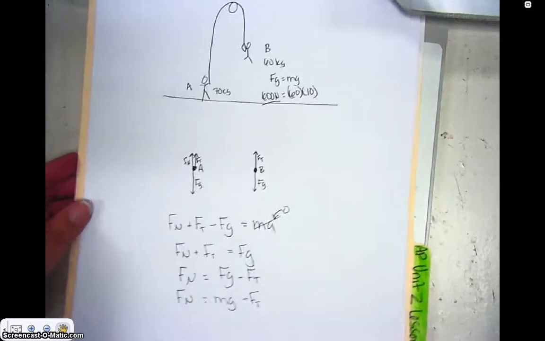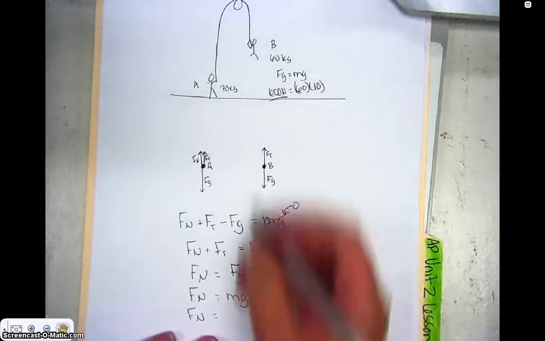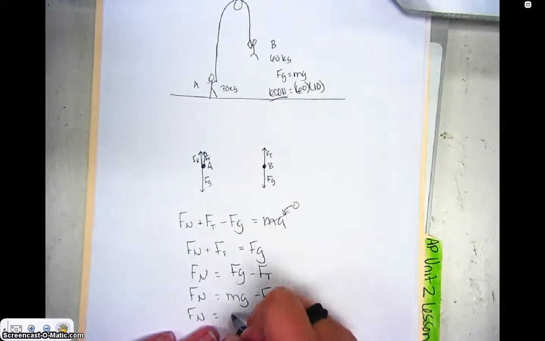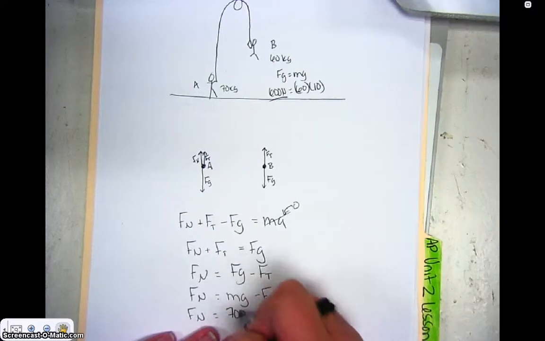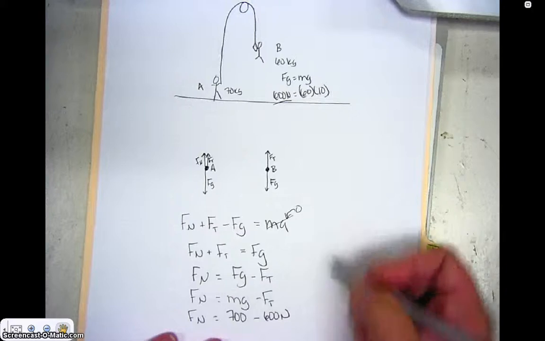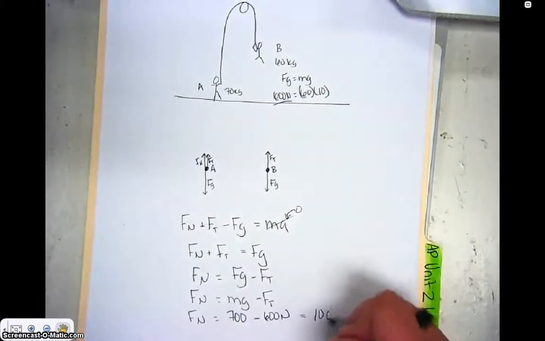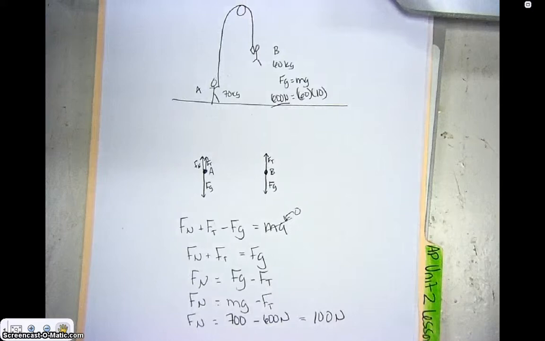Okay, so we'll just plug in. We get force normal is equal to 70 times 10, the weight of the kid on the floor, minus the tension in the string caused by the weight of this kid dangling, and so we get that the normal force is 100 newtons. So it's less. He's being pulled up off the floor. Remember, the normal force is what a scale would read about your weight.